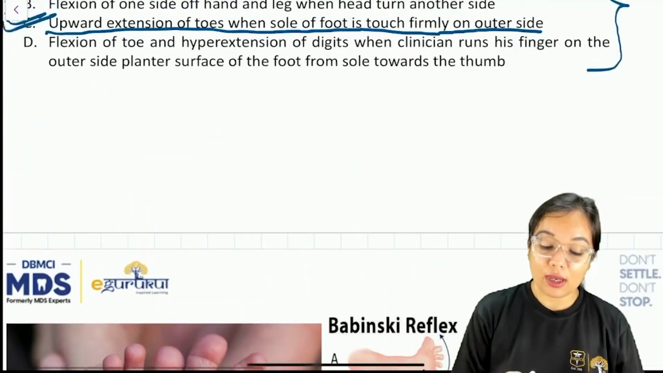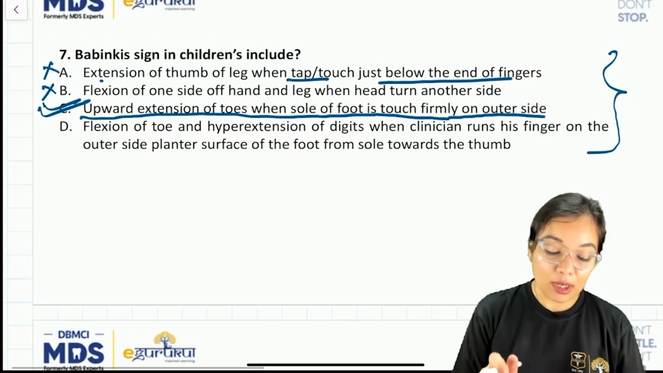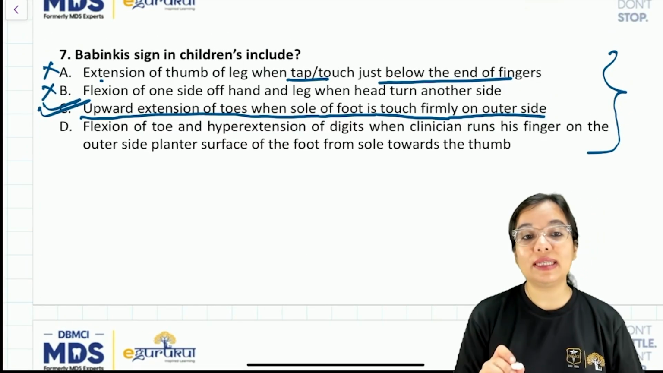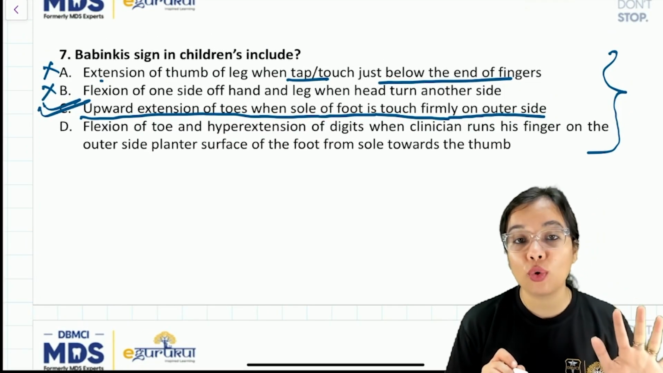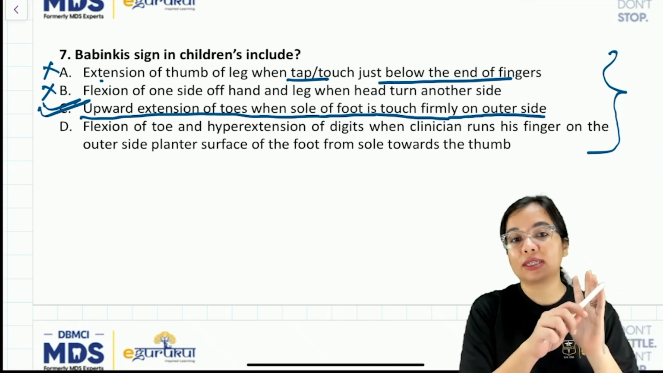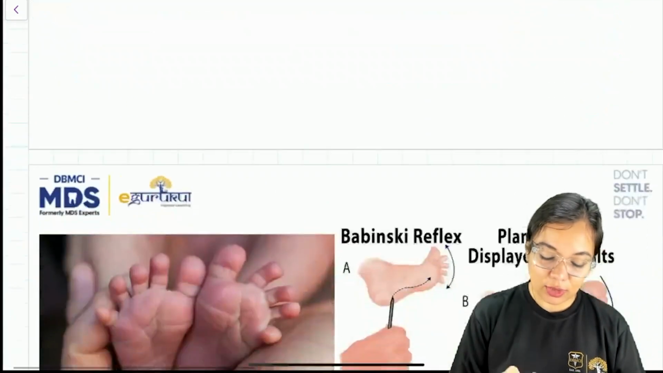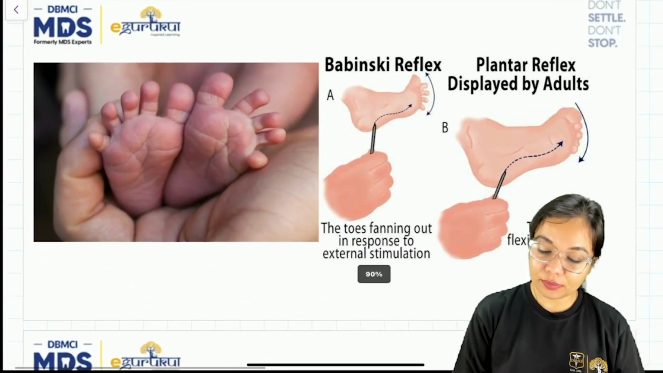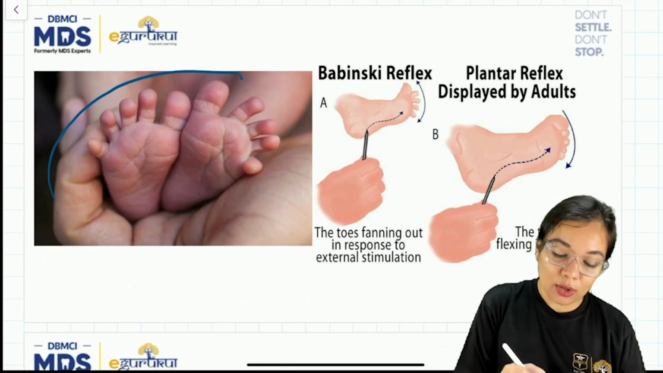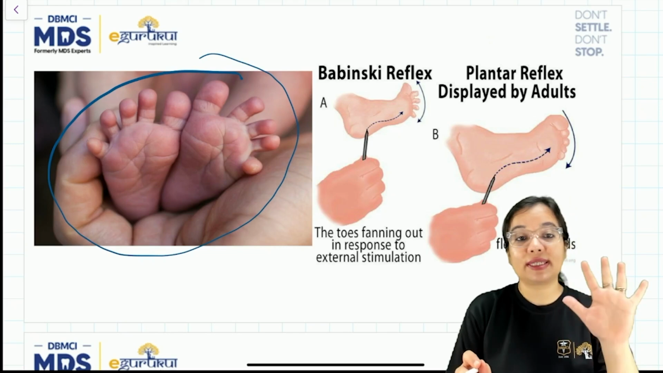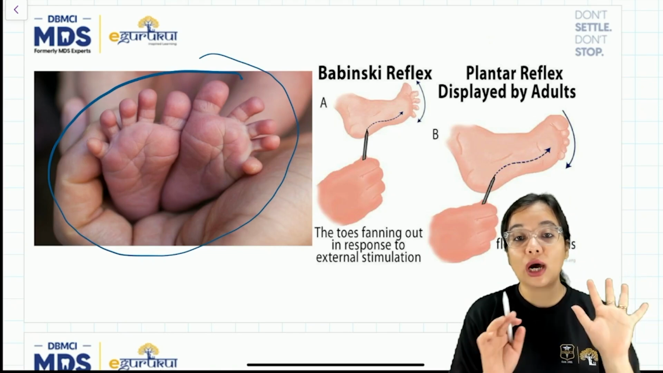Yes. Okay, towards the thumb. Okay, so the option here is C, that is upward extension of the toes when the sole of the foot is touched firmly on the outer side. Okay, so just look at the picture here. This is how the child tends to extend the toes outwards.